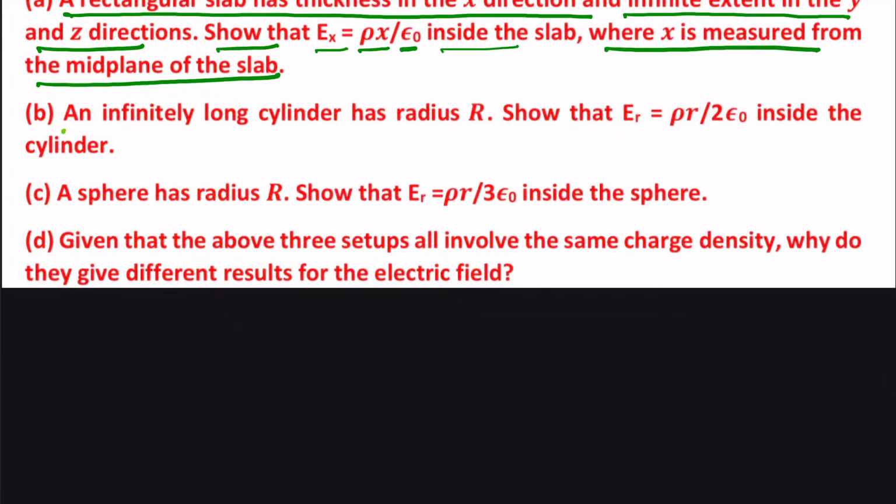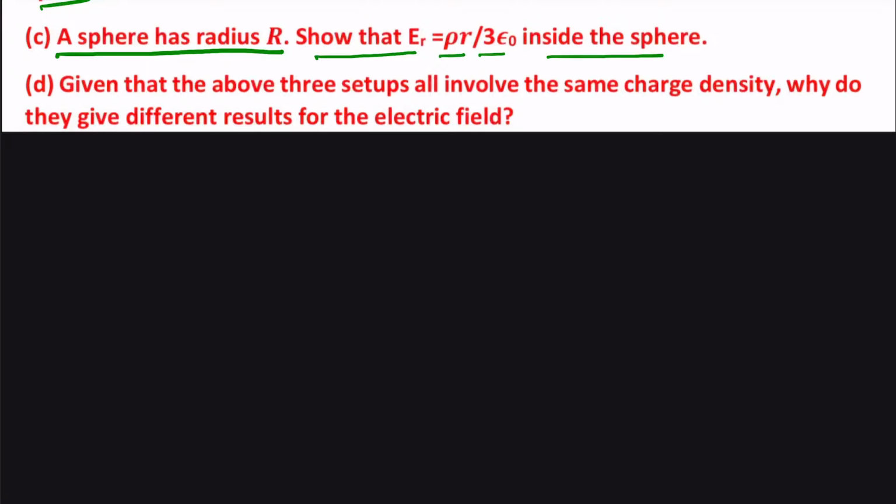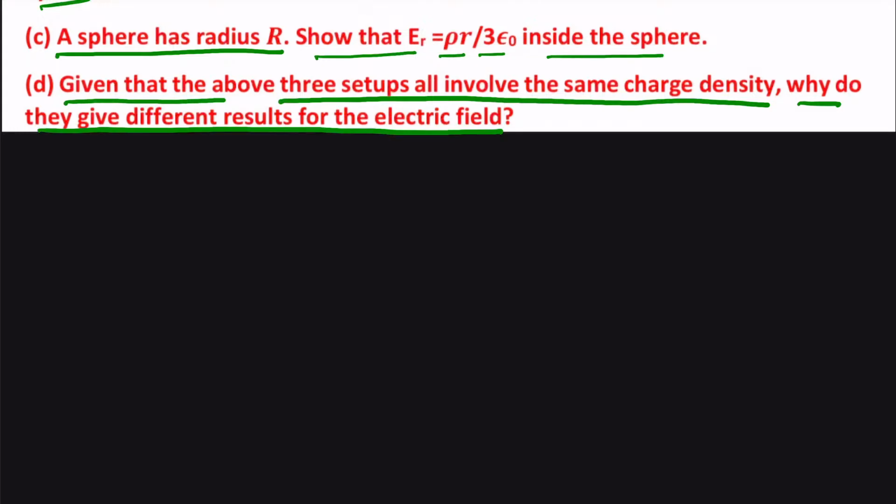The second object is an infinitely long cylinder of radius r. Show that E of r is equal to rho r divided by 2 epsilon naught inside the cylinder. And part C, a sphere has a radius r. Show that E of r is equal to rho r upon 3 epsilon naught inside the sphere. And part D, given that the above three setups involve the same charge density, that is rho, why do they give different results for the electric field? So this is the basic question.